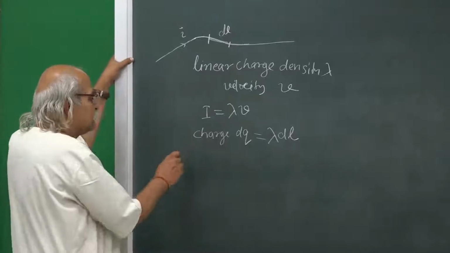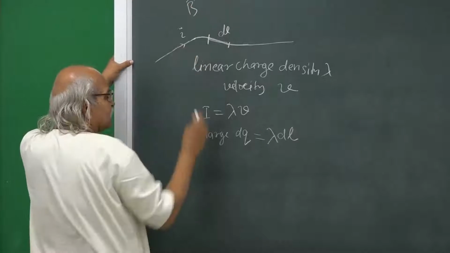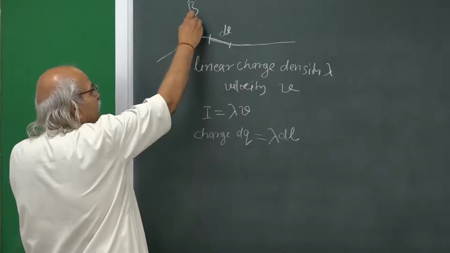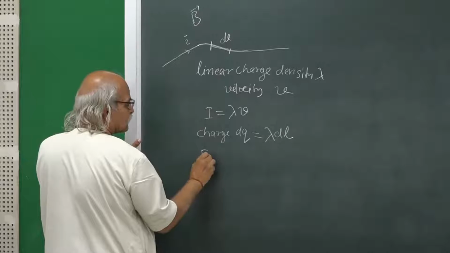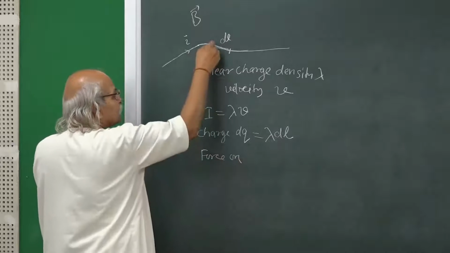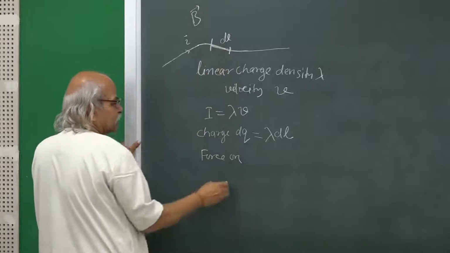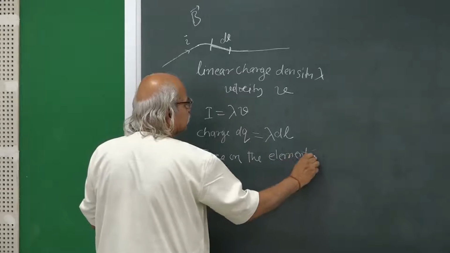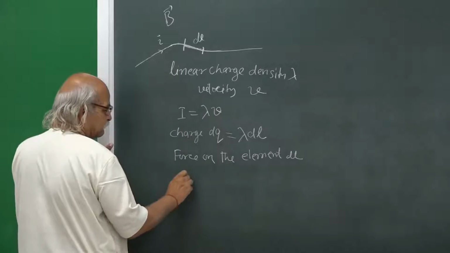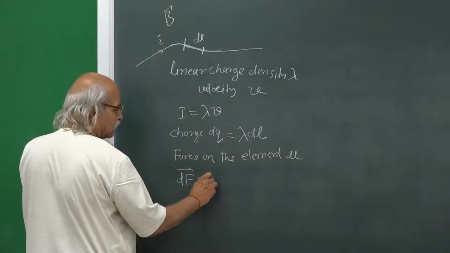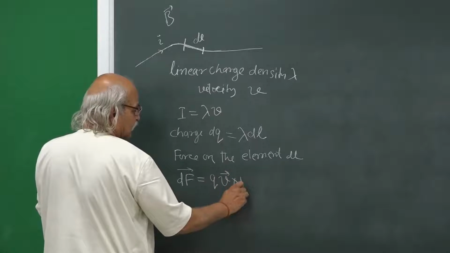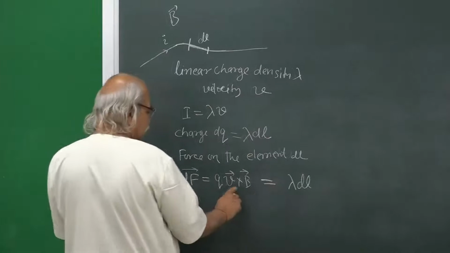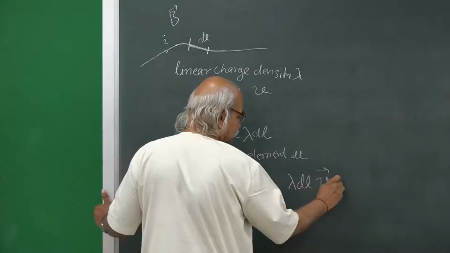Now, if some magnetic field B exists here, then the charges are moving, and because of that you will have a force. So, the force on this much charge, on the element dl, is dF equal to charge times v cross B, and that charge is lambda times dl, and then v cross B.